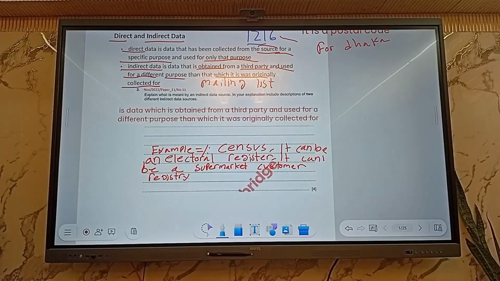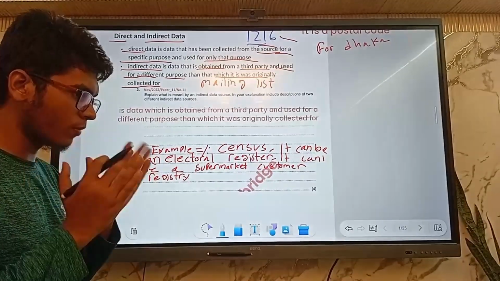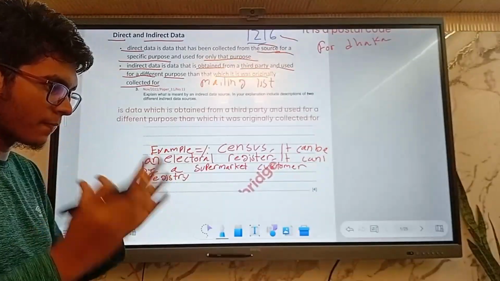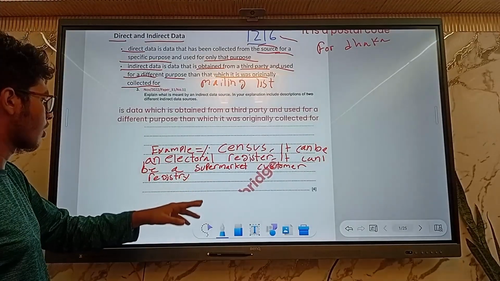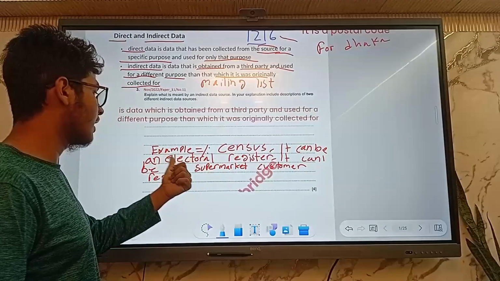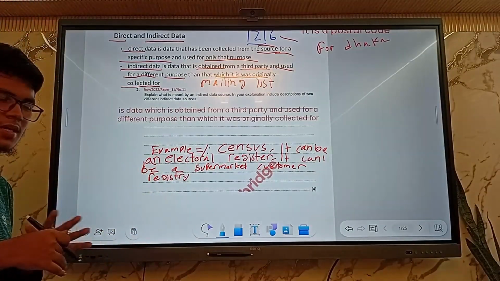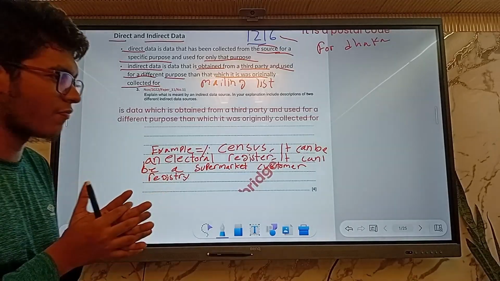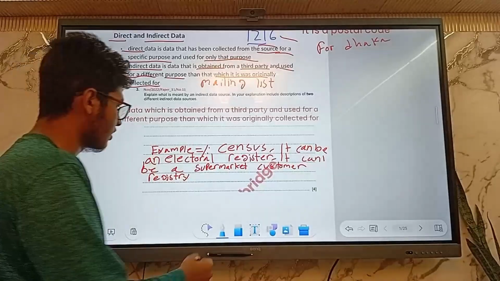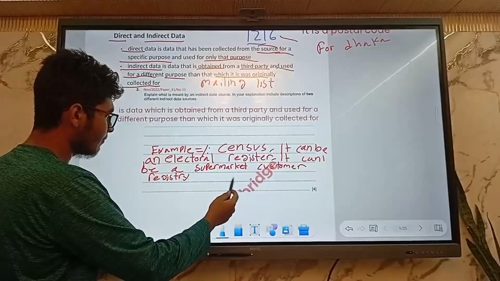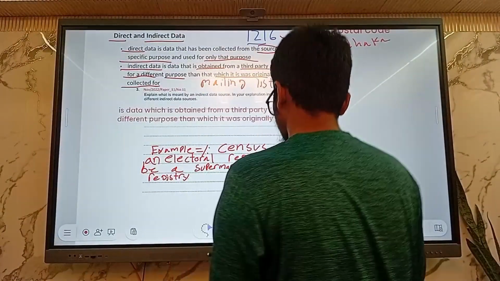So what is a census? Let me explain a bit. A census is a type of human population calculation done by the government of a certain country. Every country does it. You will read more about it. It can be an electoral register. This stays on your local area. Basically it collects the data of people who are eligible to vote in the election, so people aged 18 or above. It can be a supermarket customer registry like I talked about. Okay, now let's move on to the next one.